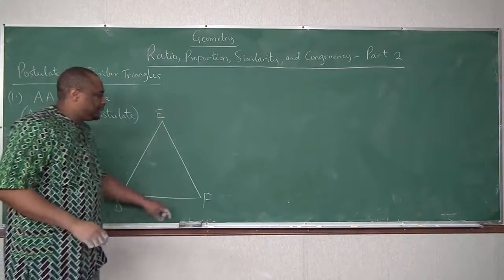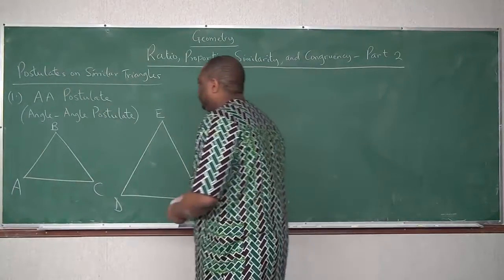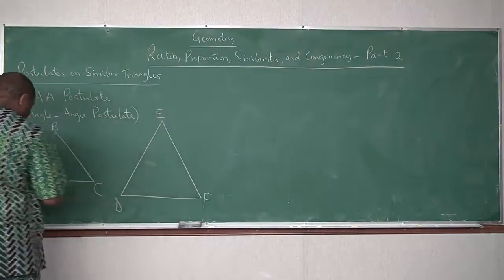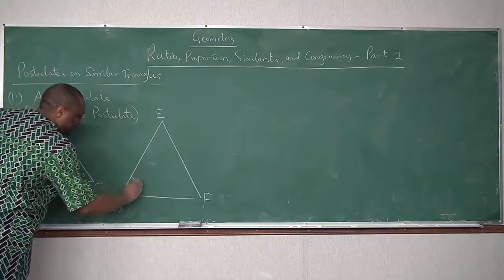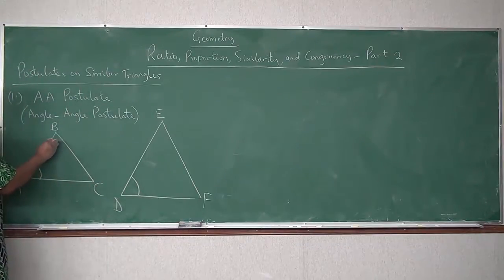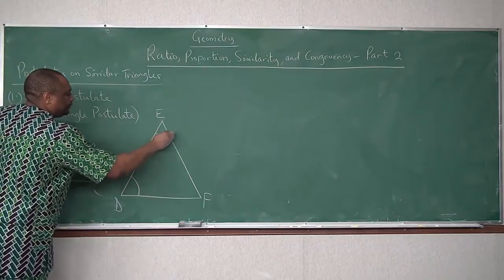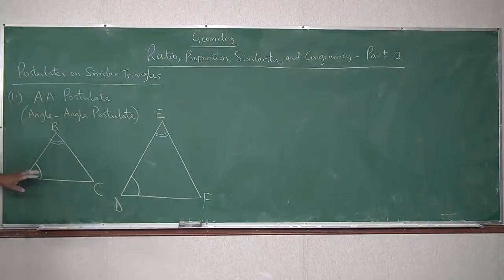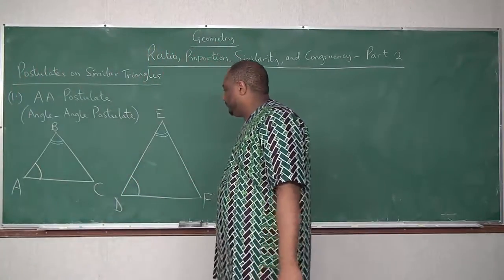So I will use colored chalk here. I'm going to use, let's say, yellow for angle A and angle D, and I'll use blue for angle B, and I'll use double lines, just to show. So this is what the angle postulate is all about.